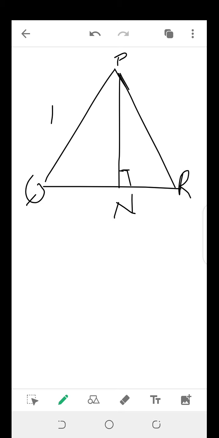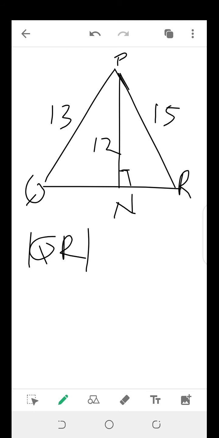And we have 13 units here, 15 units here, and then we have 12 units in the middle like this. The question is saying to calculate the length of QR. So we have to calculate QR. How can we calculate QR?